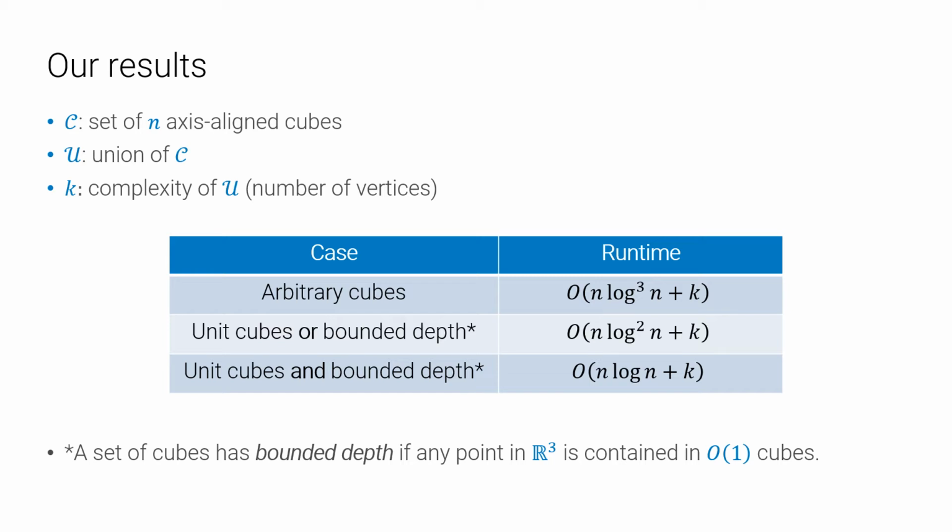Our algorithm can be made a little more efficient if we have a guarantee the input cubes are either all the same size or if they have so-called bounded depth. This is where any point in 3 space is contained in only a constant number of the input cubes. And if both of those conditions are satisfied, that is, unit cubes with bounded depth, then the desired n log n plus k runtime can be achieved. In the remaining time of this talk, we're going to discuss our first result as follows.